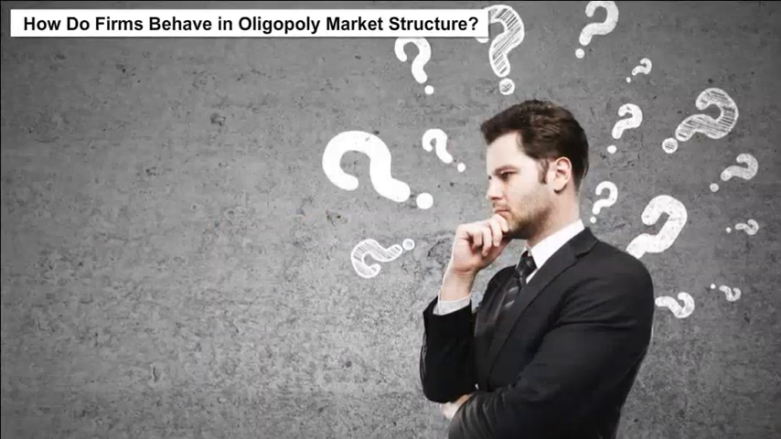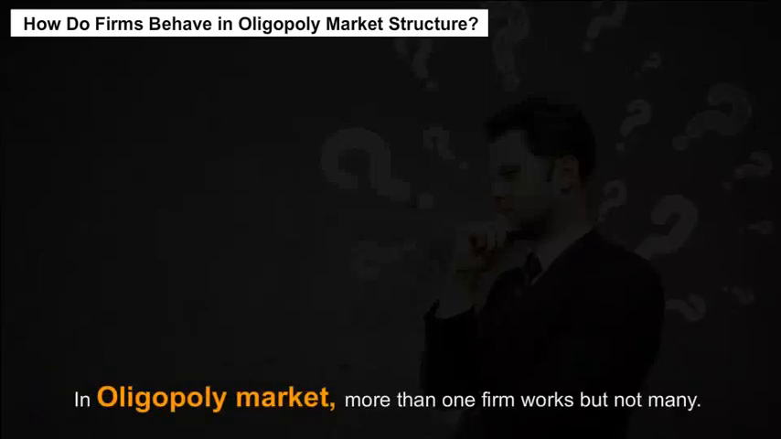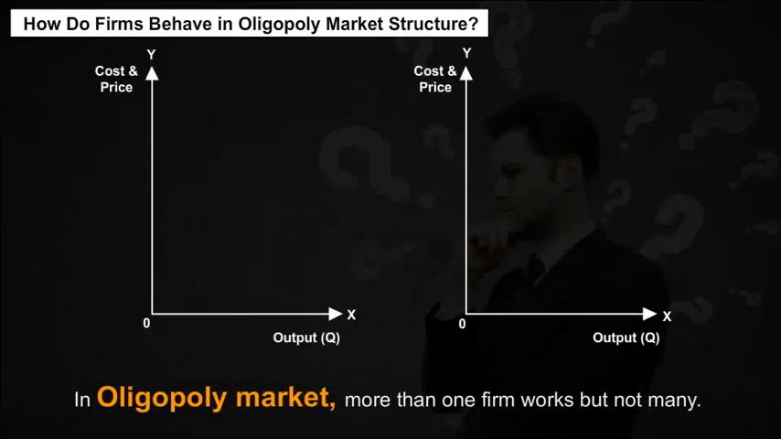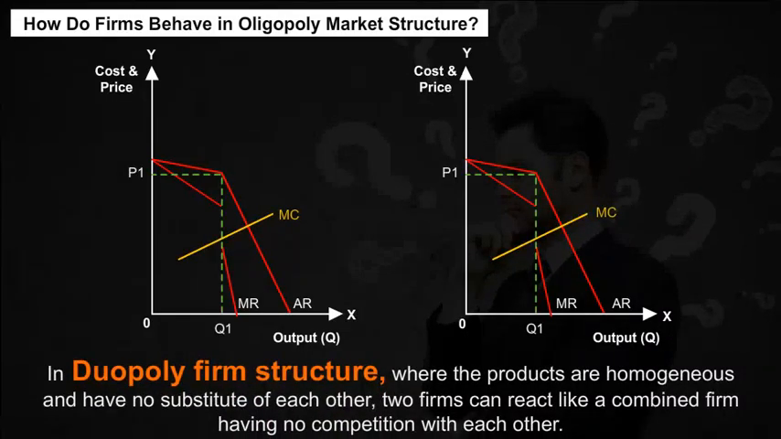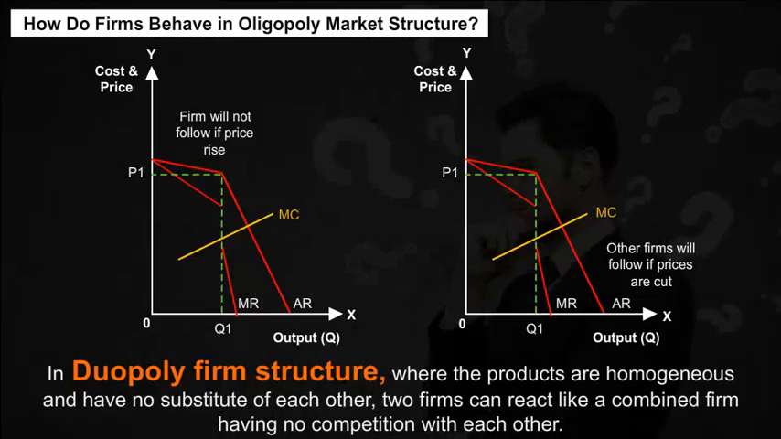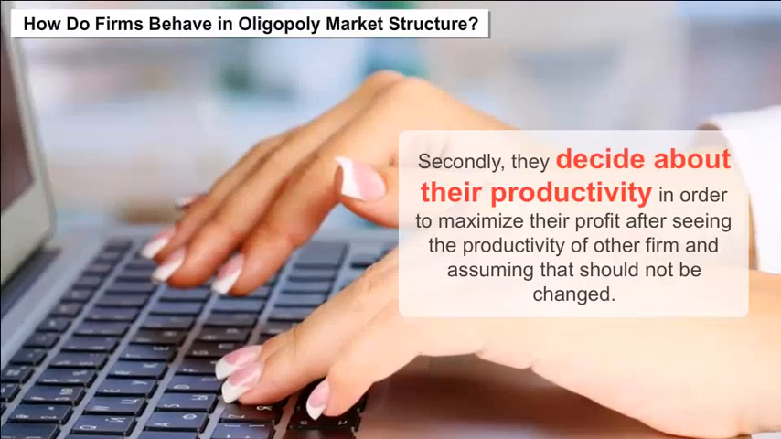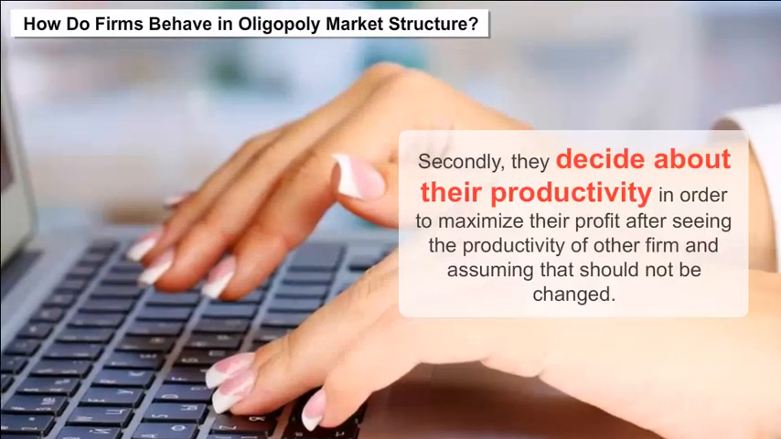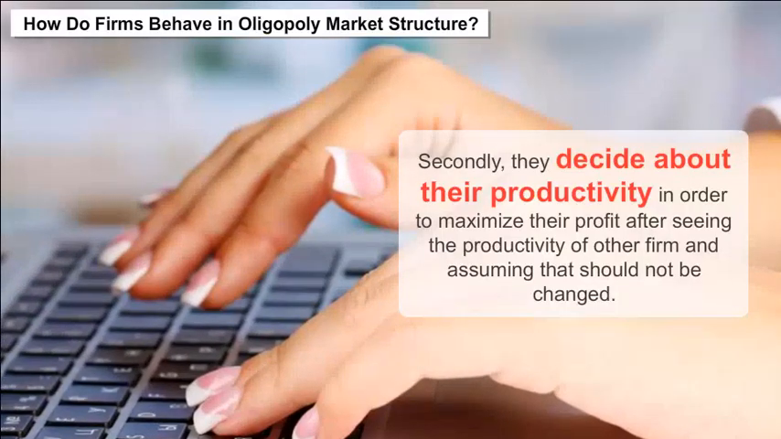How do firms behave in an oligopoly market structure? In an oligopoly market, more than one firm works, but not many. In a duopoly firm structure, where the products are homogeneous and have no substitute for each other, two firms can react like a combined firm having no competition with each other. Secondly, they decide their productivity in order to maximize their profit after seeing the productivity of the other firm and assuming that it will not be changed.